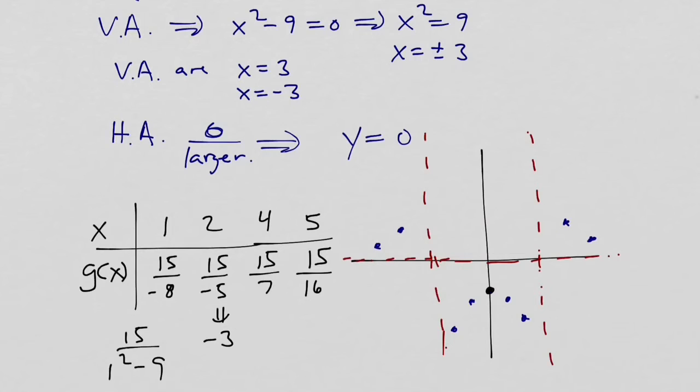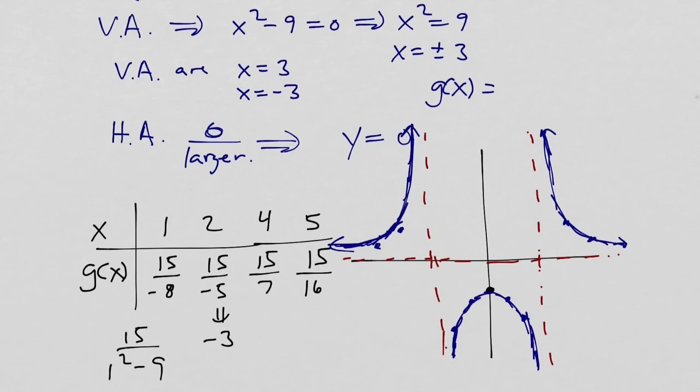From those points, and we could plot a few more to get a stronger sense of what's going on, there's going to be a downward-facing U-shaped part in the middle, and then there'll be a swoop down and then flattening out to the right, and the mirror image on the other side, swoop down and flattening out to the left. So that's the overall shape of our graph. Again, this function was g of x equals 15 over x squared minus 9.